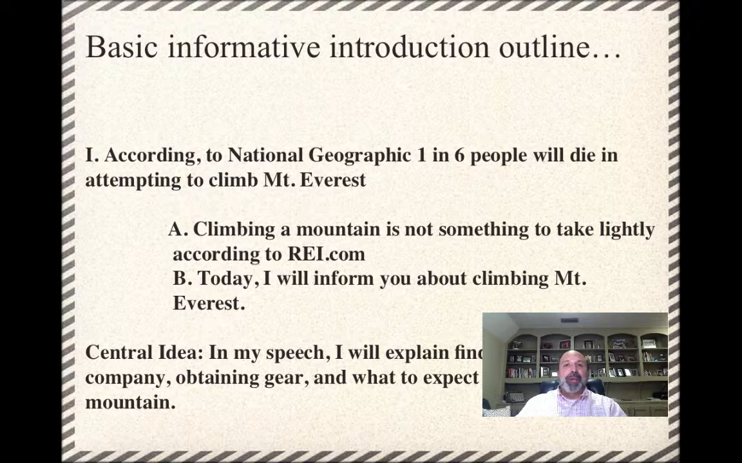So even if I were to read this, I could have supporting material. In this introduction, just right here, I've got 2 pieces of external sources that are used in it. And this is what I'm looking for in your speeches. So make sure that you do that. And by saying things like according to National Geographic or according to rei.com, those work. That's an easy way to talk about a periodical and an easy way to talk about a website.